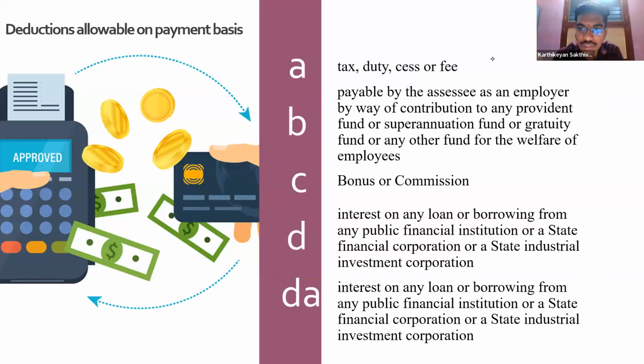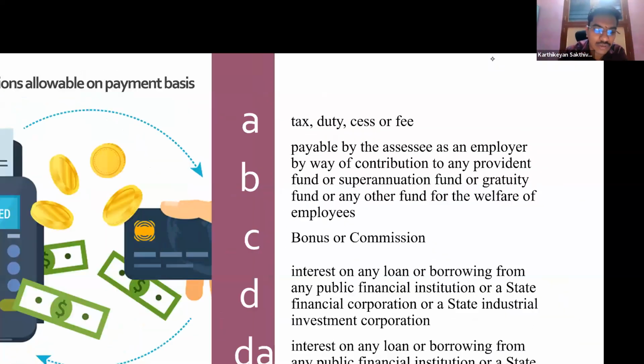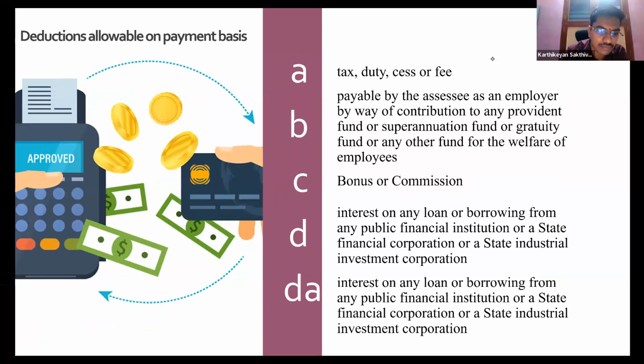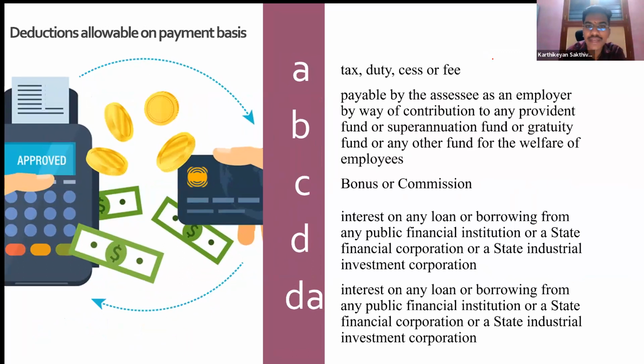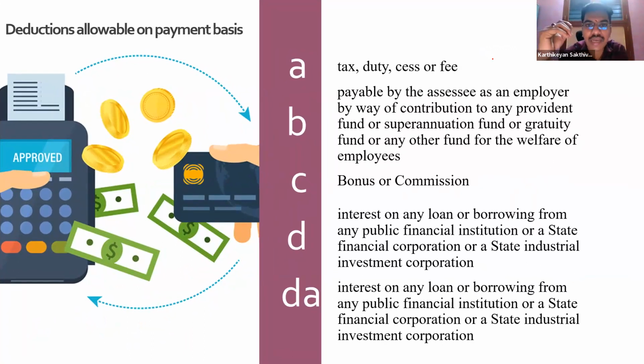So tax, duty, cess or fee payable to the government, correct? All the payments in the 43B list can be claimed as deduction only if they are paid before the 139(1) due date. If it is paid after the 139(1) due date, it cannot be claimed as deduction. So all of these things can be claimed as deduction only if paid before the 139(1) due date, and if paid after it, you cannot claim it as deduction in the current year.